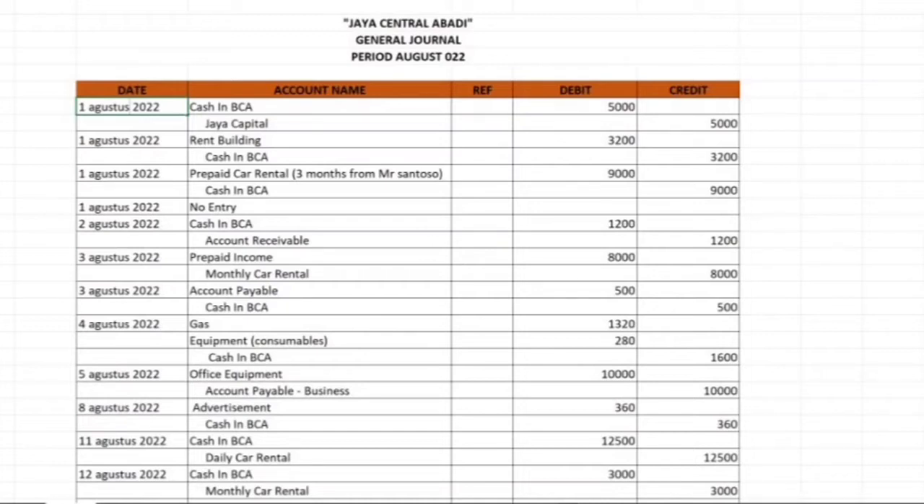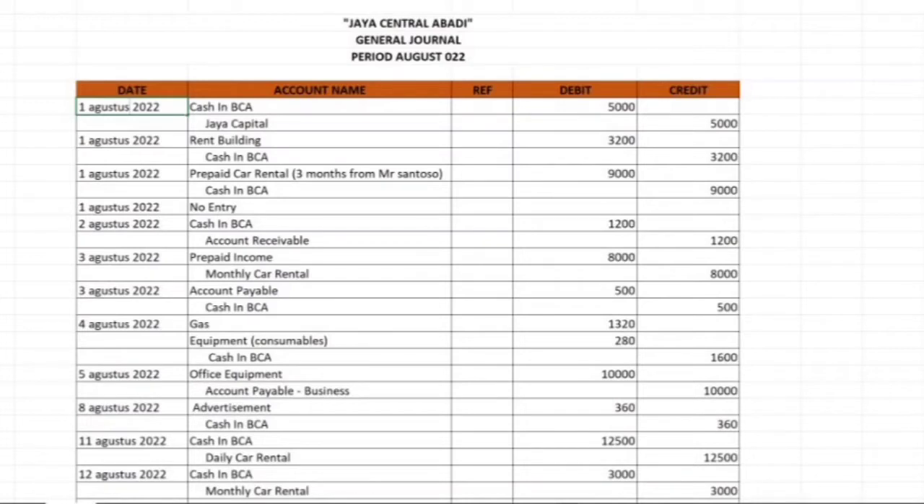And number 7, paying debts or paying off debts, then it increased by 500 on the debit side and decreased by 500 on the credit side. That means account payable is in debit side for 500 and cash in BCA is in credit side for 500.